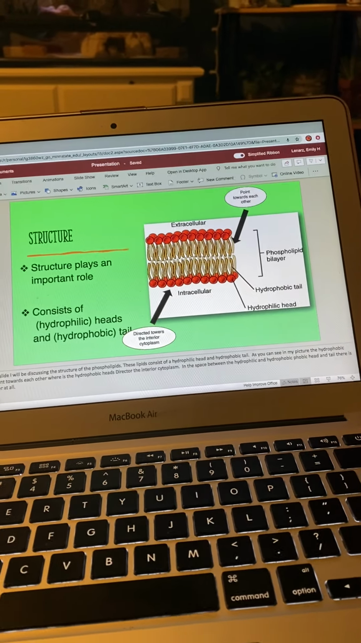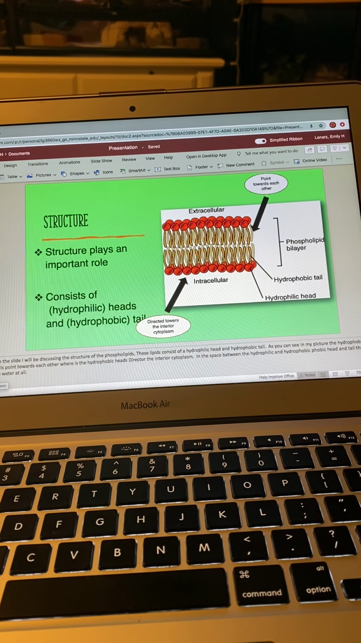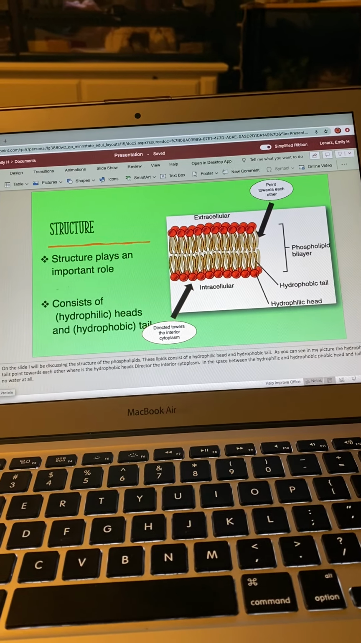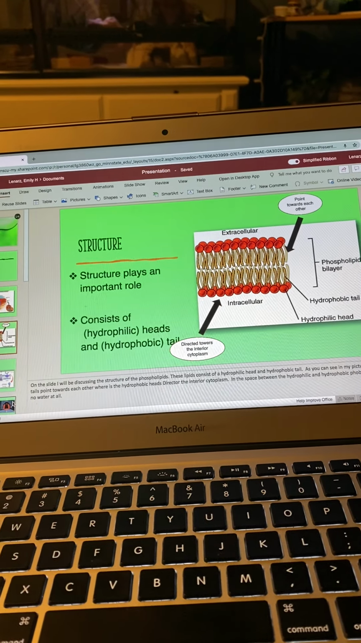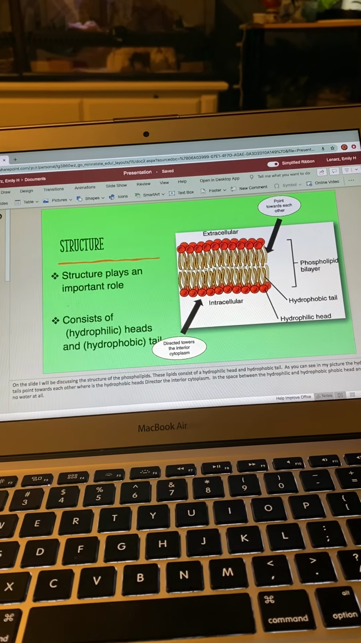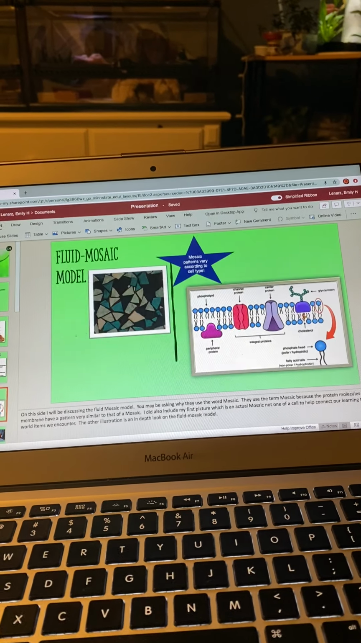Structure. On this slide, I will be discussing the structure of the phospholipids. These lipids consist of a hydrophilic head and a hydrophobic tail. As you can see in my picture, the hydrophobic tails point towards each other, whereas the hydrophilic head directs to the interior cytoplasm. In the space between the hydrophilic head and the hydrophobic tail, there is no water at all.